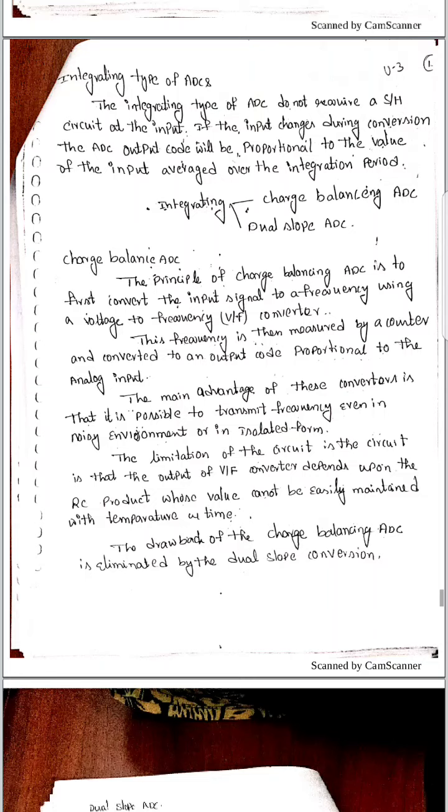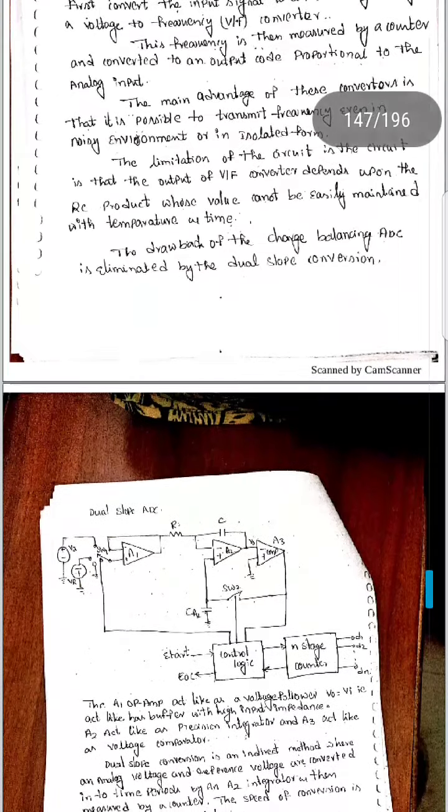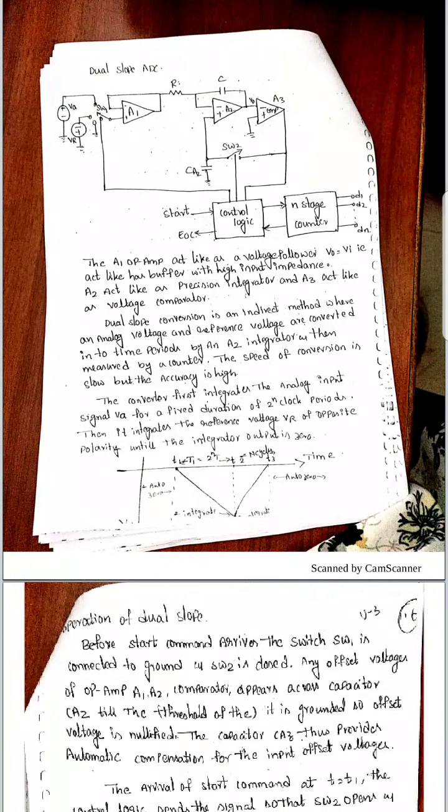One is the integrating type of ADCs. In that we have two types: charge balancing ADC and dual slope ADC. First of all, dual slope ADC. This is the circuit diagram of dual slope ADC.